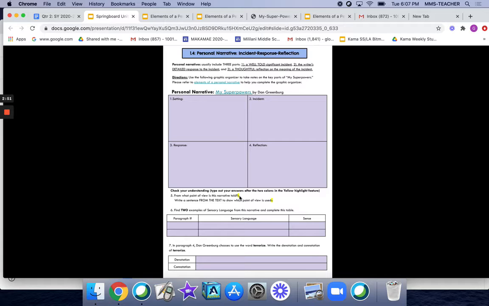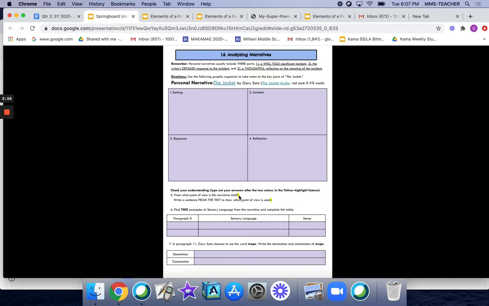So after you click on this column, you will be able to type your response. Write a sentence from the text to show which point of view is used. And you'll click on this and write your response.